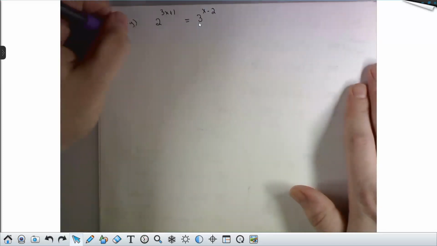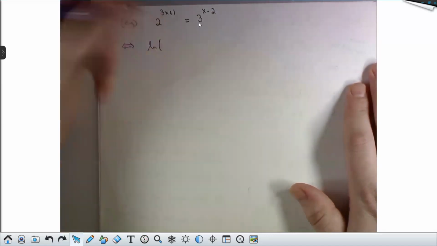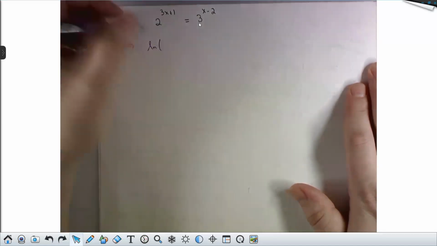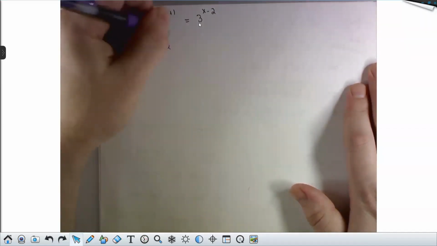So we're going to begin by taking logs. And as always, you'll see me use the natural log. Base 2 or base 3 logs could work here also, but you know, there's different bases on either side, so I just say, forget it, use the natural log.